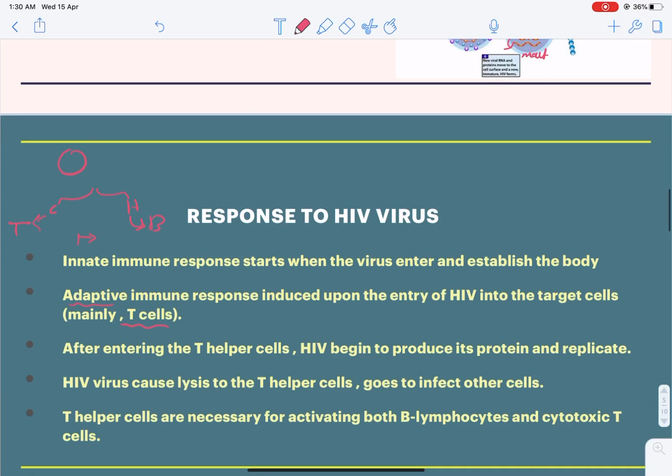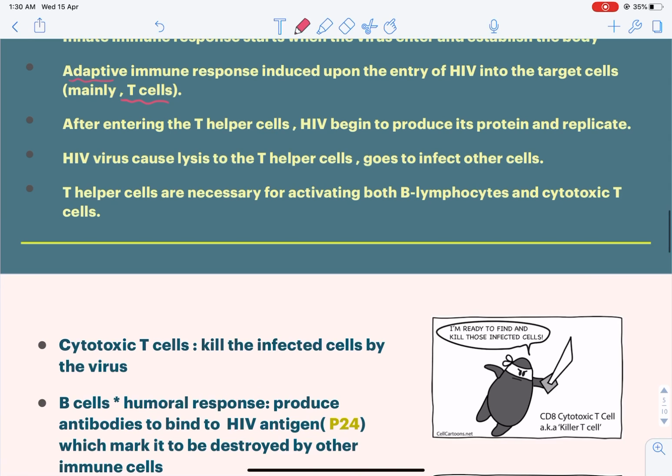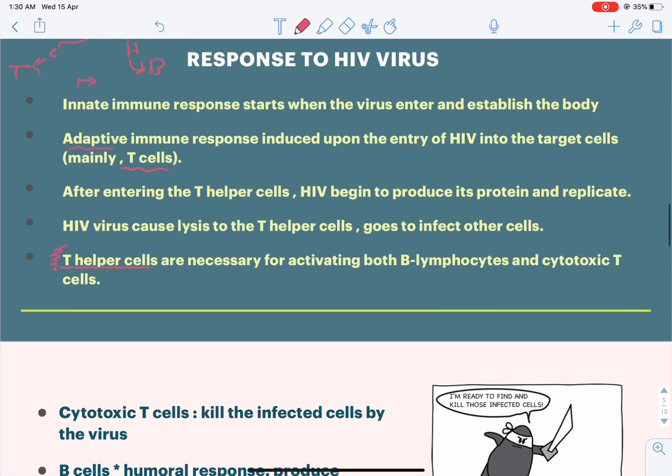Let's revise. We have the HIV virus that targets the cells that have CD4 on their membrane, and then it goes out of the cell. So what happens here is the virus causes lysis of this cell and goes on to infect other immune system cells. So it targets the T helper cell, and these are very important cells for our immune system because they activate both B lymphocytes and cytotoxic T cells.